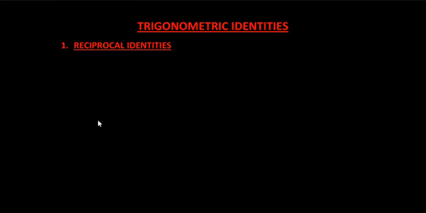In this video I am going to cover different types of trigonometric identities. Basically there are three different types of identities: reciprocal identities, quotient identities and Pythagorean identities. Before I start with these identities, we will see what the applications of trigonometric identities are. So where are they used?